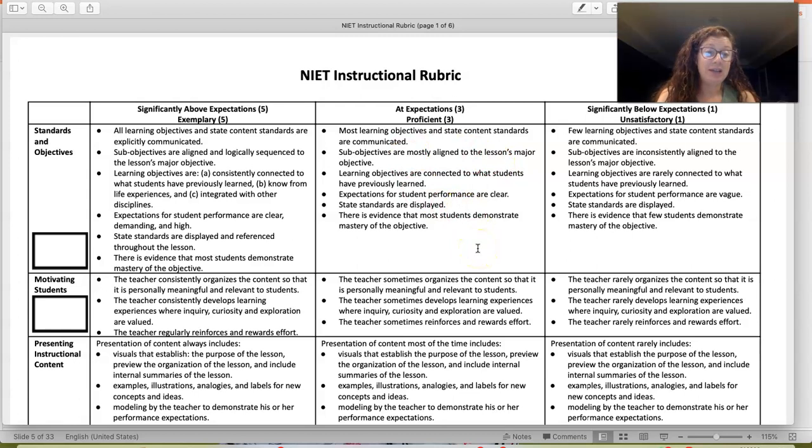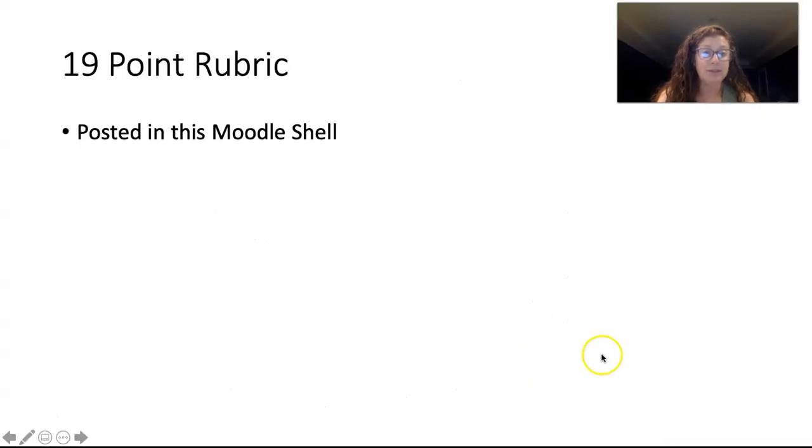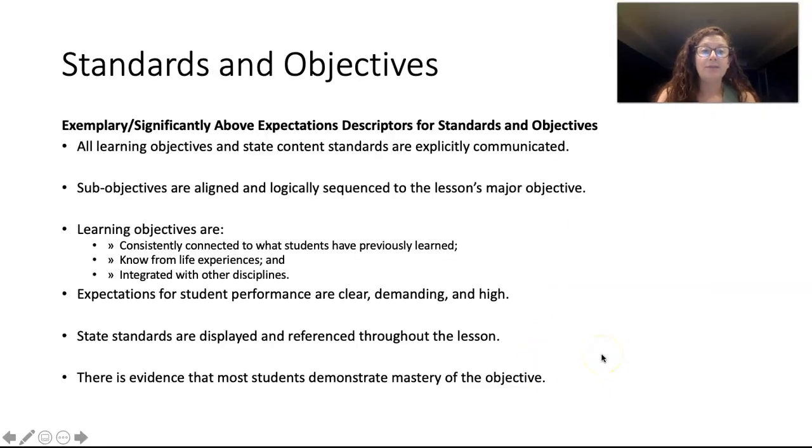So please check out this rubric. It is on the Moodle shell for you to look at, and this is what I will be using when I come and watch your lesson plan implementations. All right, so back to our presentation here. Okay, so we are going to talk about the first 9 sections of this rubric, and I'm going to break them down. I'm going to give you some examples of ways that you can make a 3 or higher on the rubric.